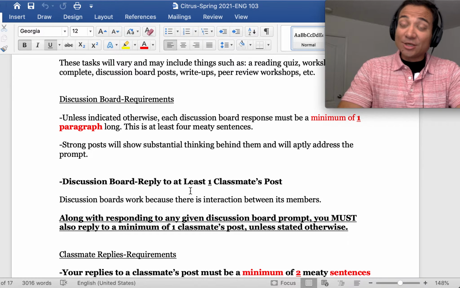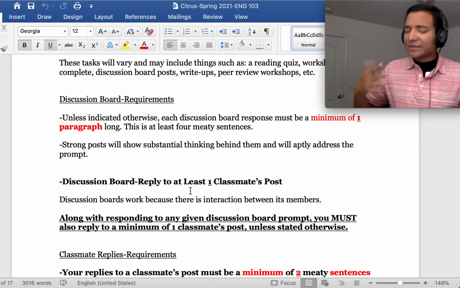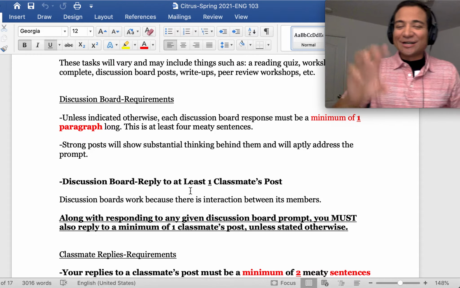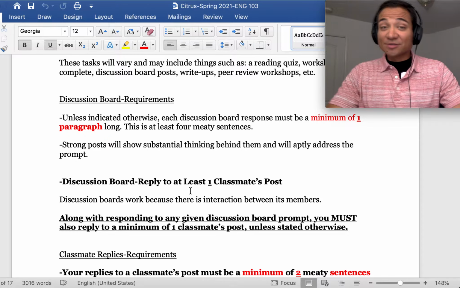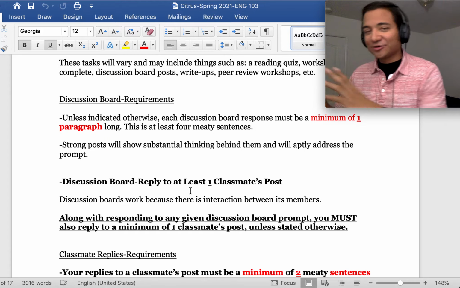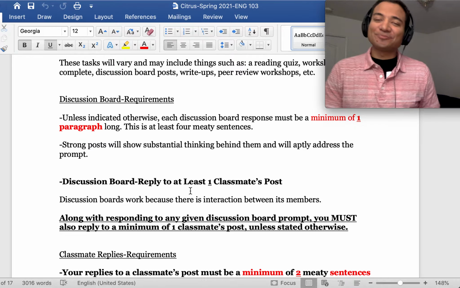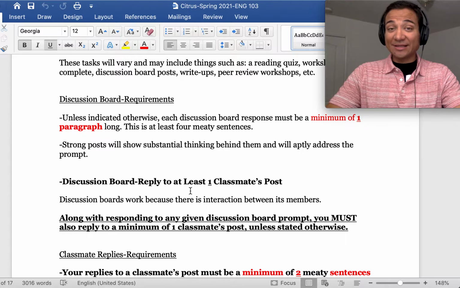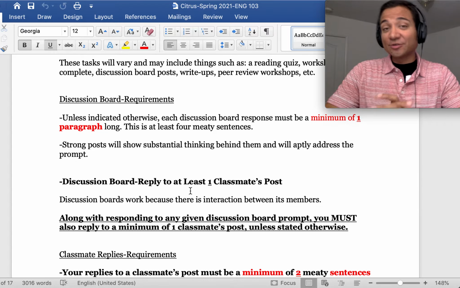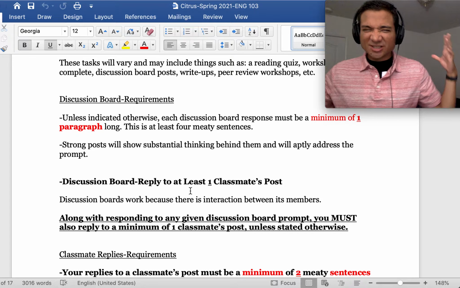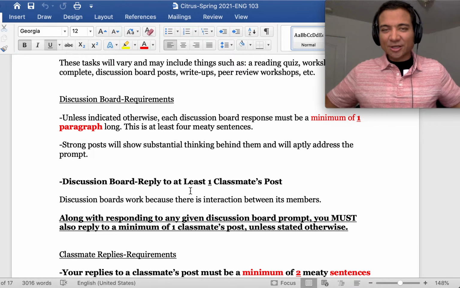So in addition to responding to the task at hand in the discussion board's prompt, you'll be responsible for selecting at least one classmate's post and replying to it. And this is going to be in at least 2 substantial, hearty, meaty sentences. And for the discussion boards, unless posted otherwise, your initial post should be a solid paragraph, at least 4 solid, meaty sentences.